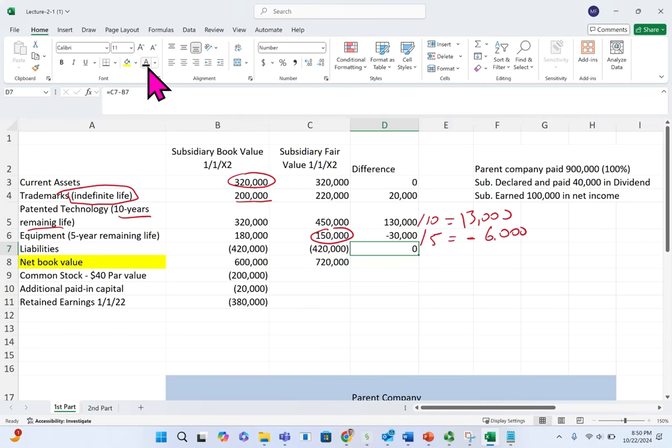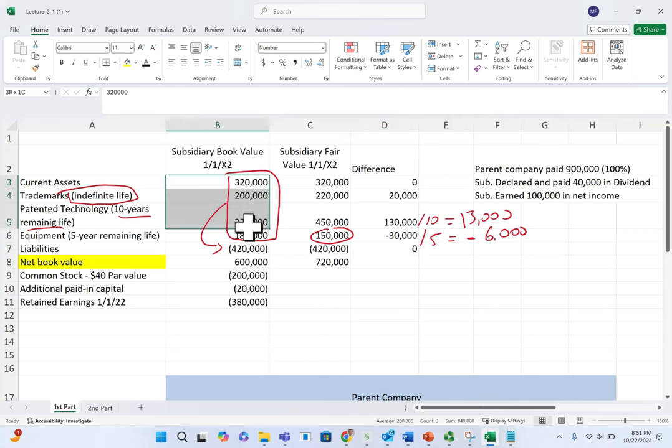Now, the next thing we are going to look at is what? We are going to compute the net book value, or the book value of the asset, or the equity of the asset. How do you compute this? Or net asset. You will take the total assets of the company, minus liabilities. So if we add up all the total assets, they add up to how much?